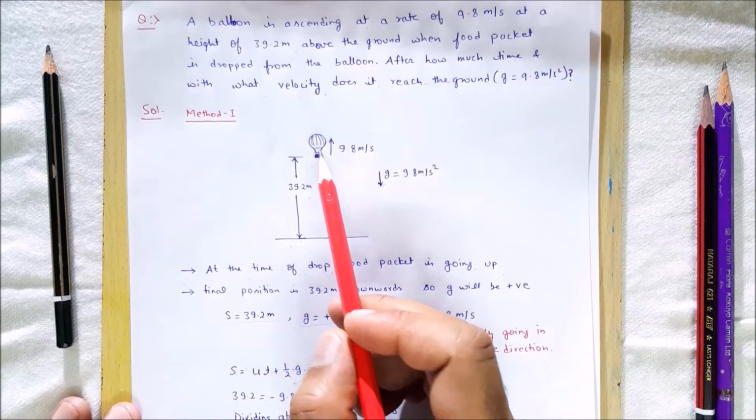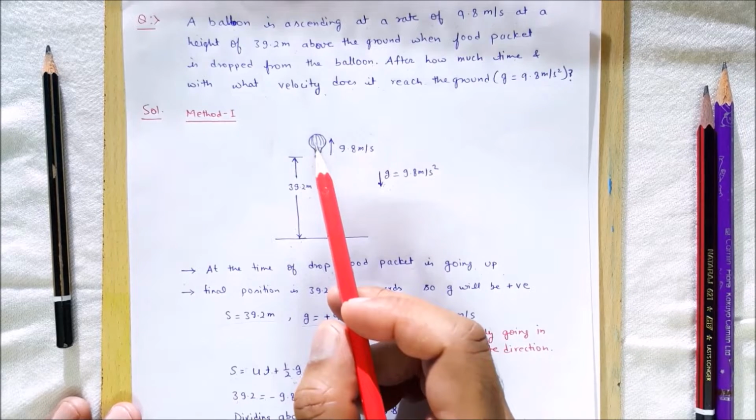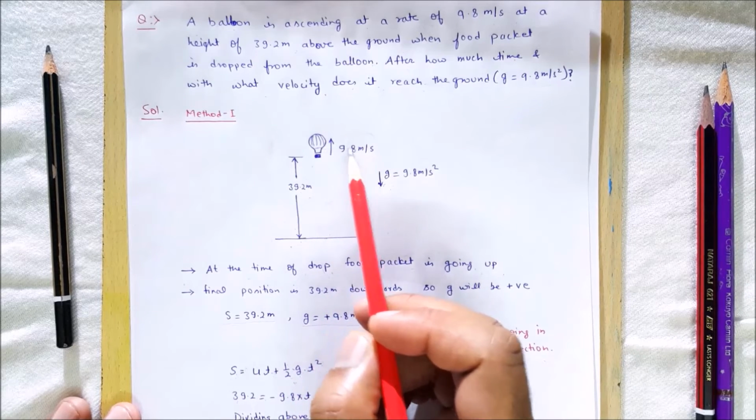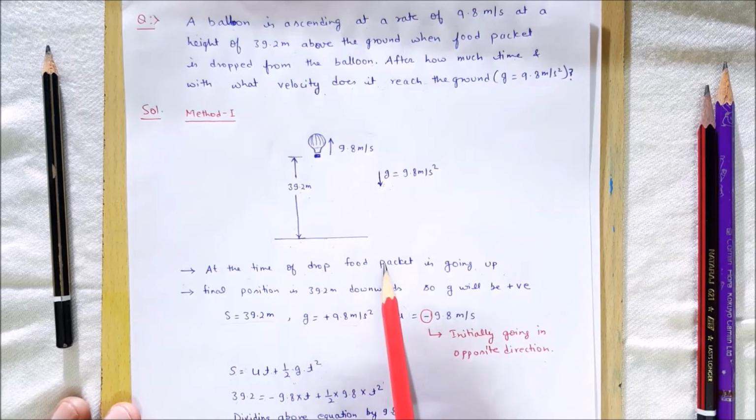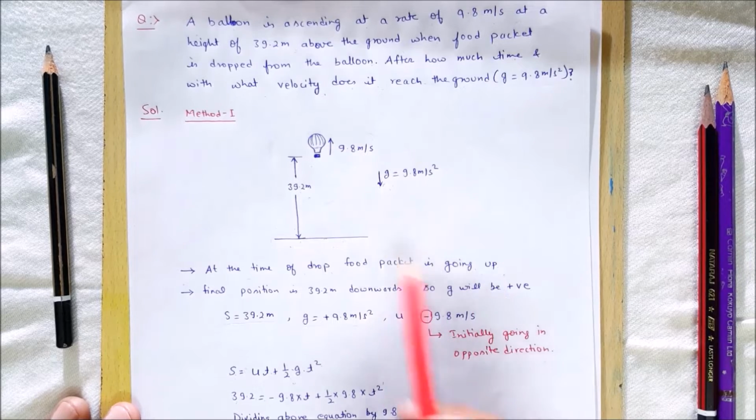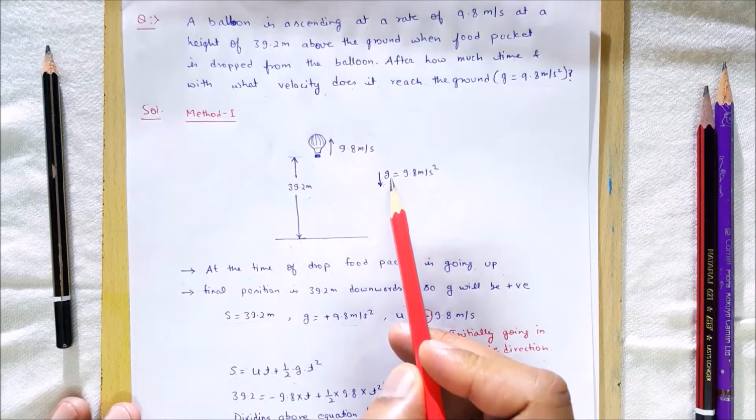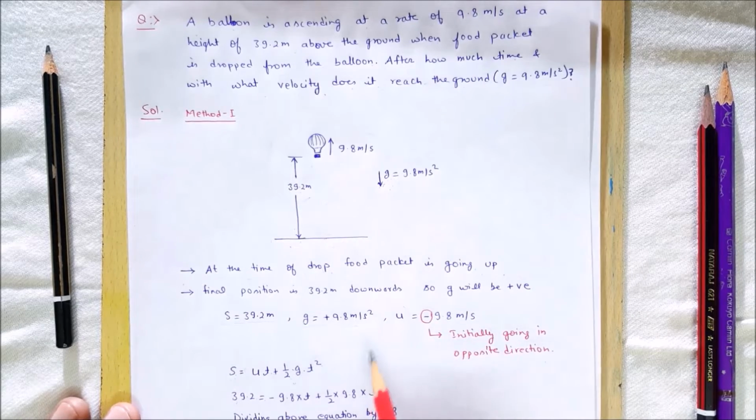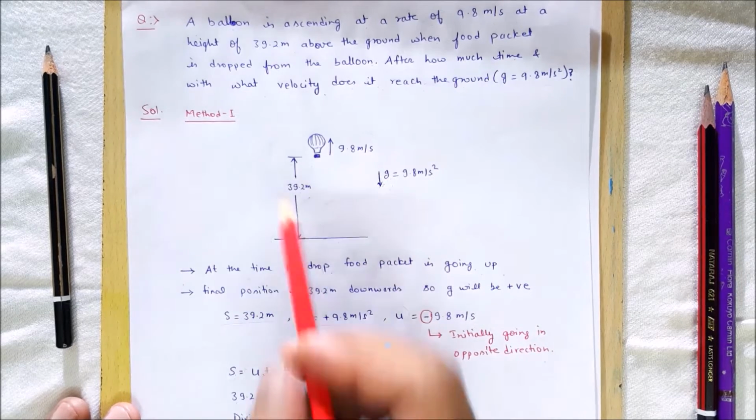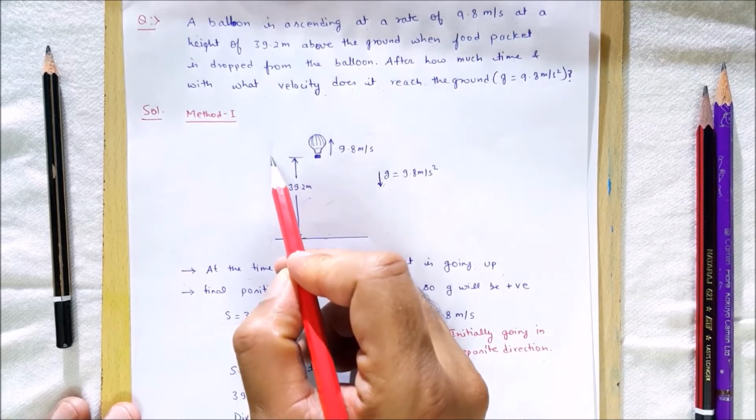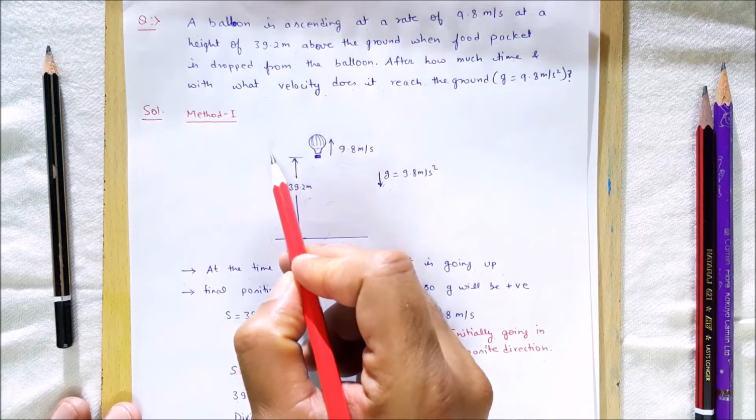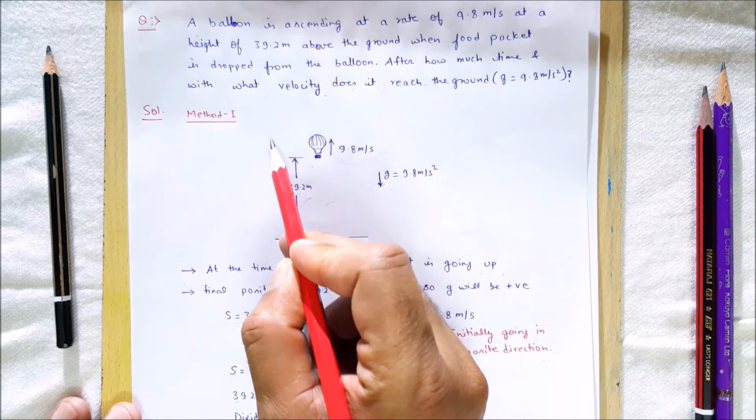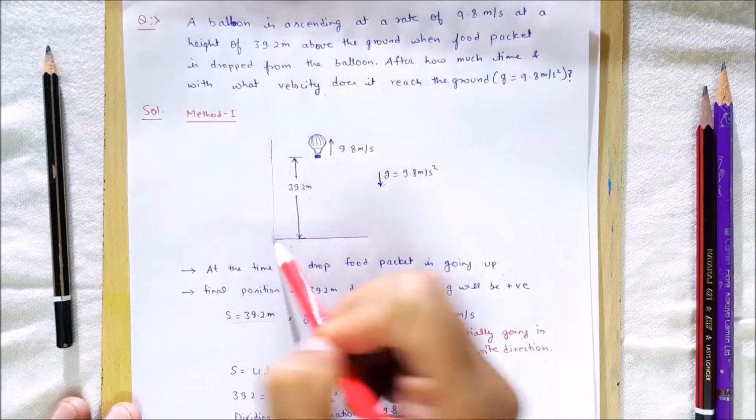When the food packet is in the balloon, it is also going up with the same velocity as the balloon, 9.8 meter per second. And at the time of drop, the food packet is going up, and the force due to acceleration, or gravitation, is pulling it down. So what is happening? The food packet is dropped here. Initially it will go up to a certain height and then it will come down.